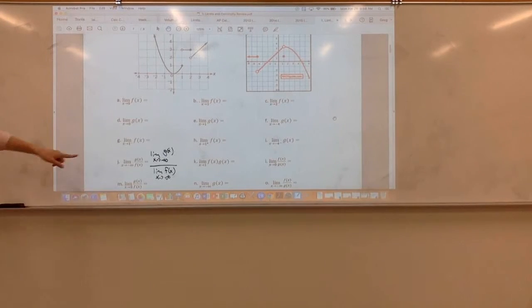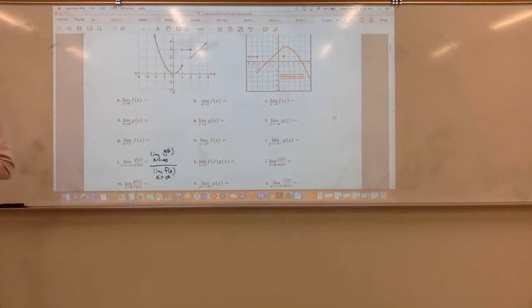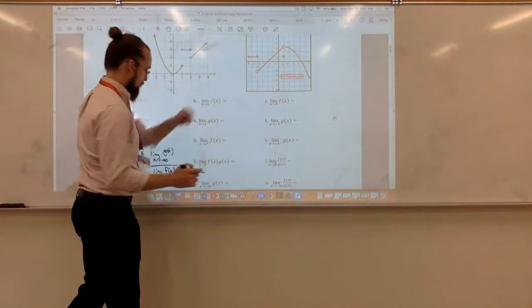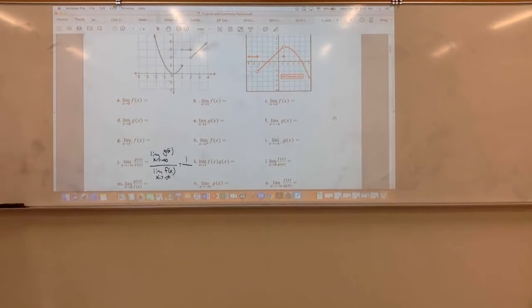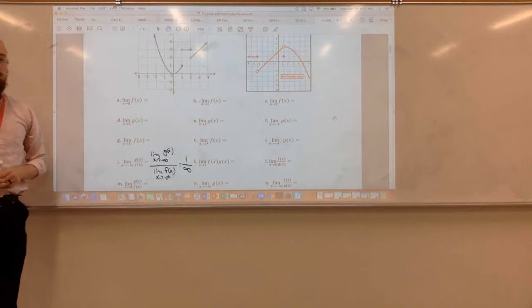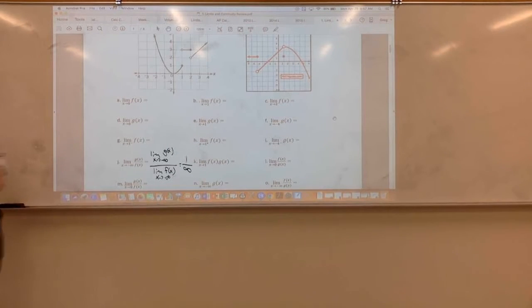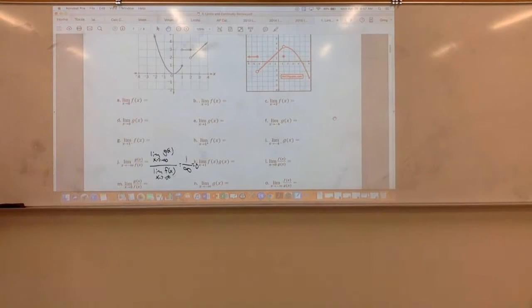So for g, what's the limit as x approaches -infinity? 1, right? And what about for f? Infinity, right? We're going to infinity. So what is 1 over infinity? 0, right? So we would say that this limit is just 0. Remember, any number over infinity, we say is just 0.